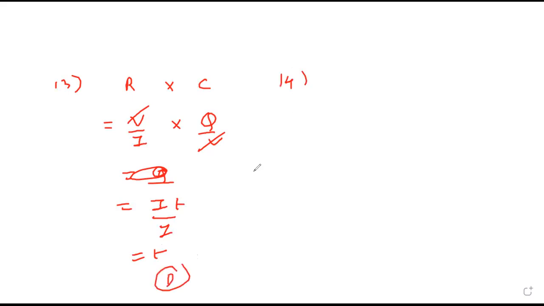14. Copy 13, then we'll go to 14. Yes, sir. Understood.